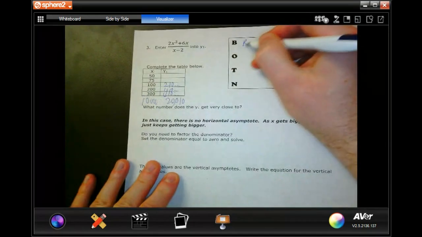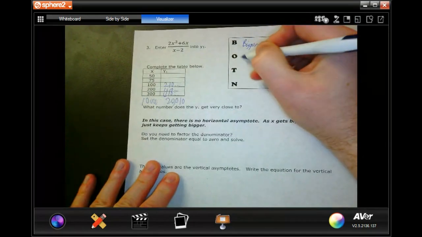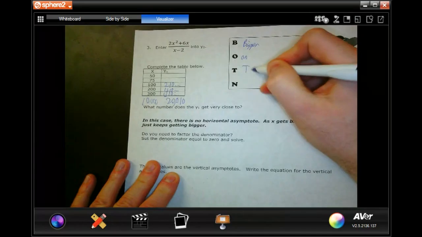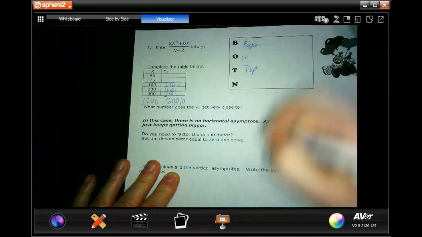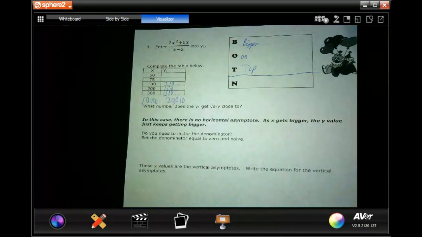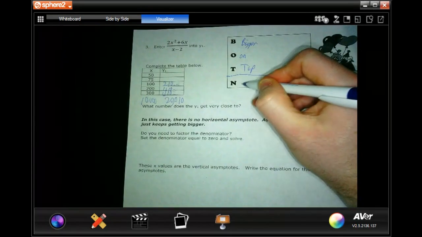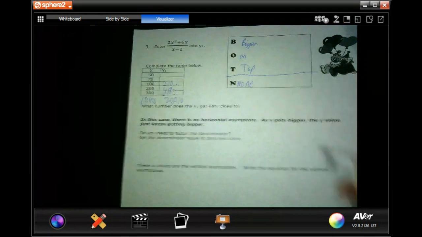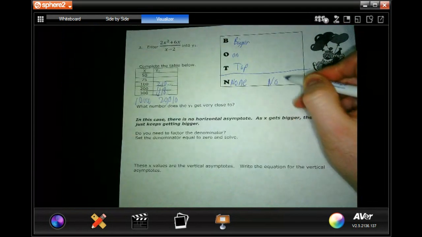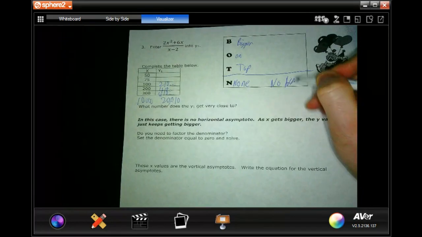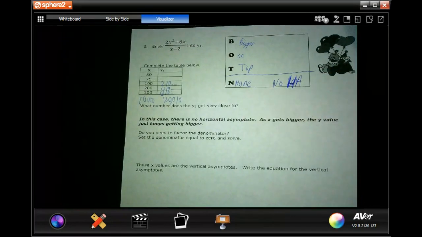So BOTN stands for bigger on top. And then I'm going to put this here because that's kind of just the rule. Bigger on top, none, meaning no horizontal asymptotes.